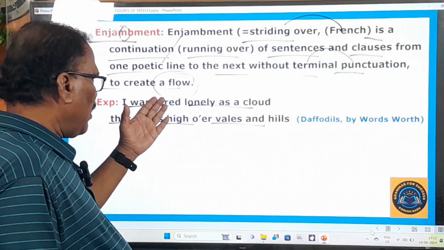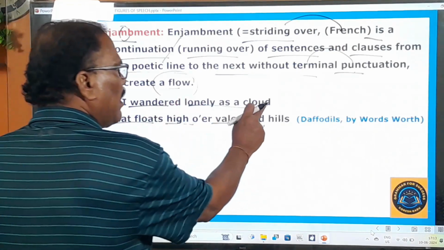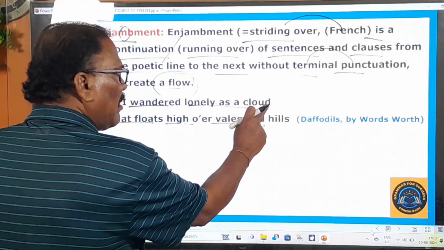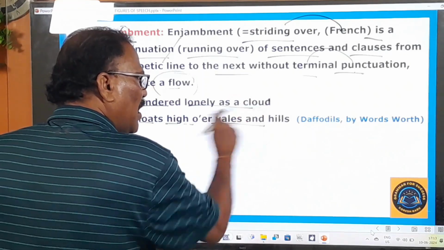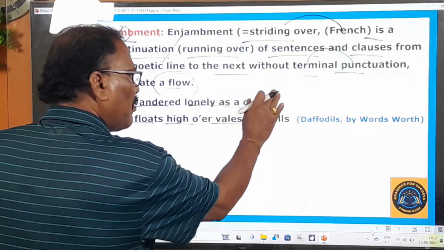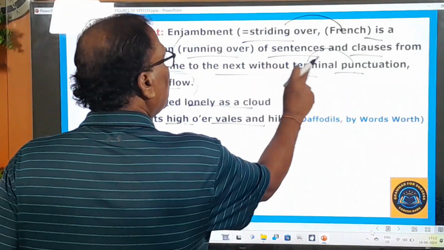And in this poem, what happens? This line is flowing into this line. There is no comma at the end of this line. That's called terminal punctuation. If there is a comma, there is a terminal punctuation. If there is no comma or full stop or colon or semicolon, then it's called without a terminal punctuation.